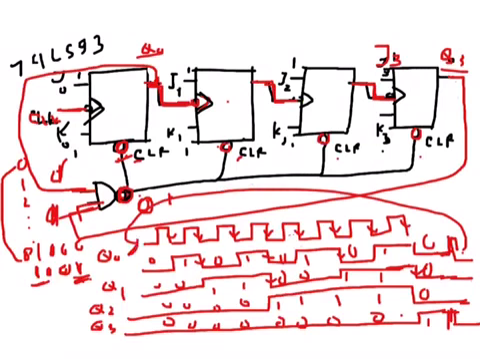This is a bit clumsy because I haven't quite drawn it properly. It should be like that and then like that, but anyway, I hope the concept is clear. So this is a mod 9 counter that counts from 0 to 8, using a 74LS93 IC which has an asynchronous clear.